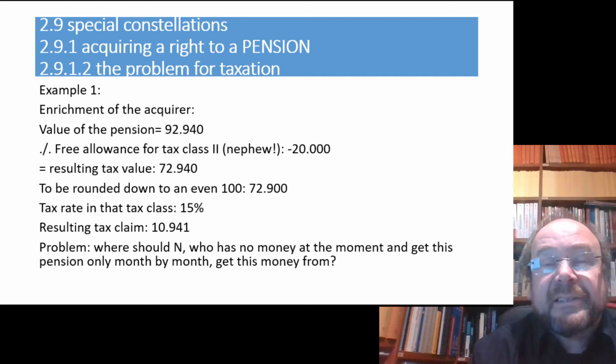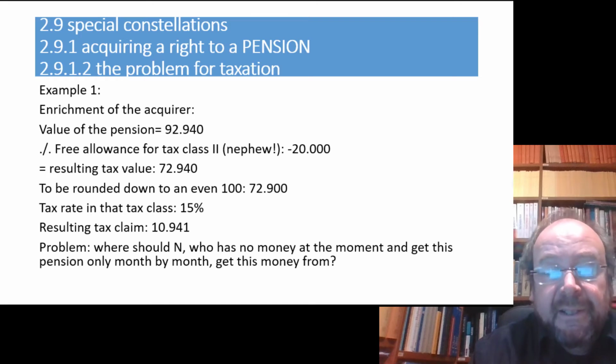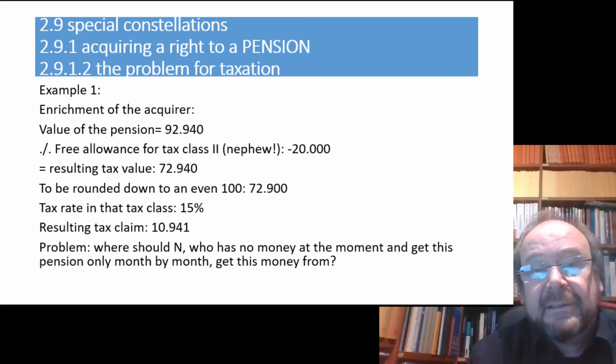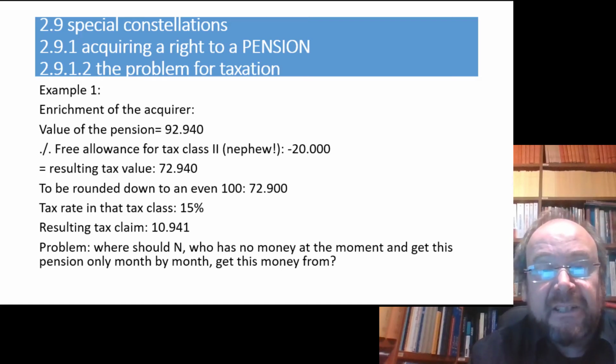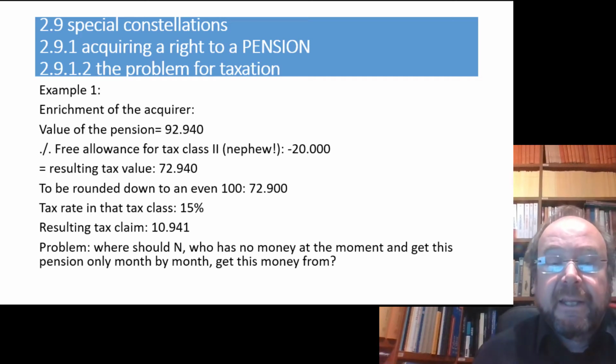And now N has only one problem. He gets 1,000 per month. Charged is inheritance tax of 10,000. Where can N get the money from? An immediate payment seems to be impossible.